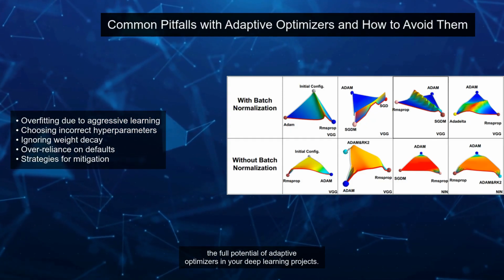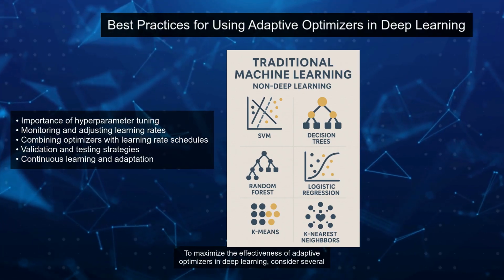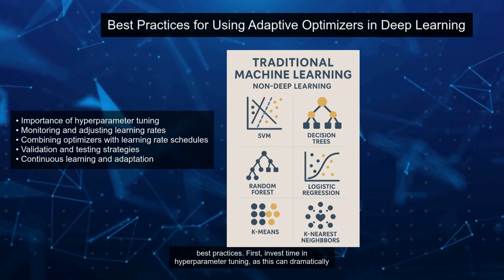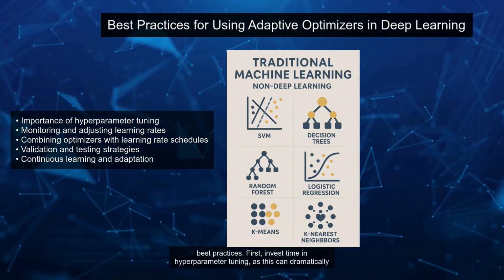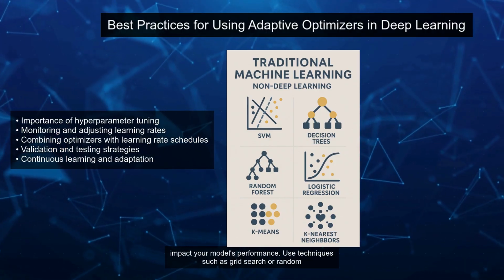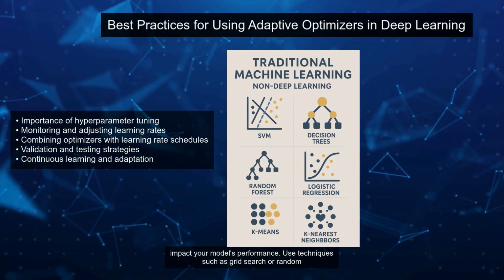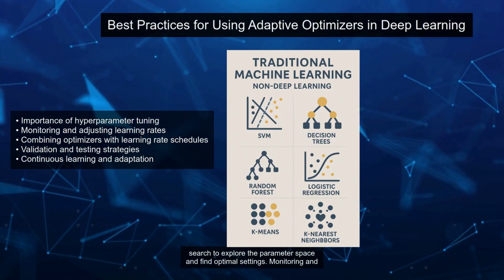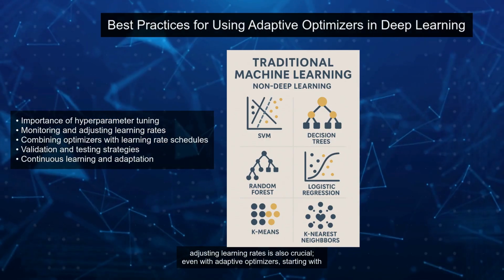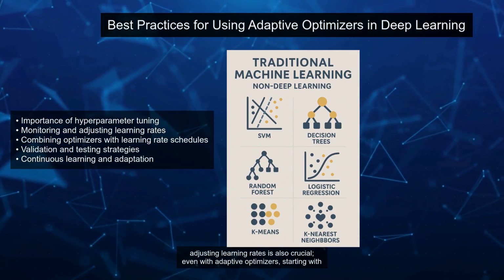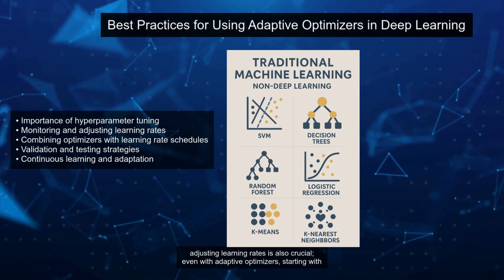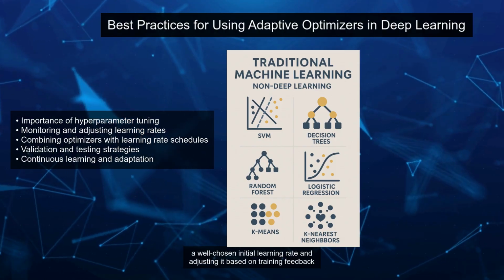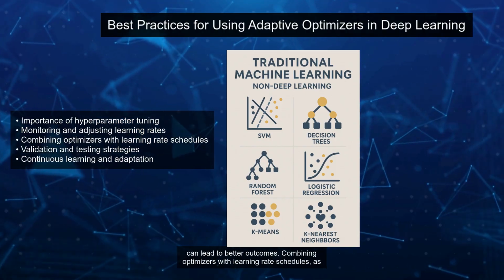To maximize the effectiveness of adaptive optimizers in deep learning, consider several best practices. First, invest time in hyperparameter tuning, as this can dramatically impact your model's performance. Use techniques such as grid search or random search to explore the parameter space and find optimal settings. Monitoring and adjusting learning rates is also crucial, even with adaptive optimizers. Starting with a well-chosen initial learning rate and adjusting it based on training feedback can lead to better outcomes.